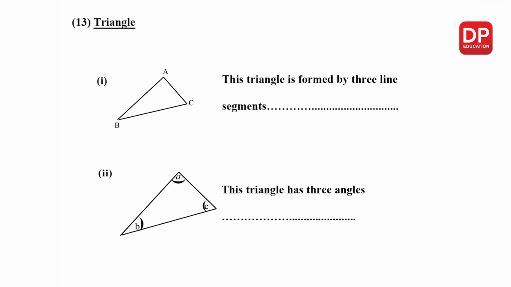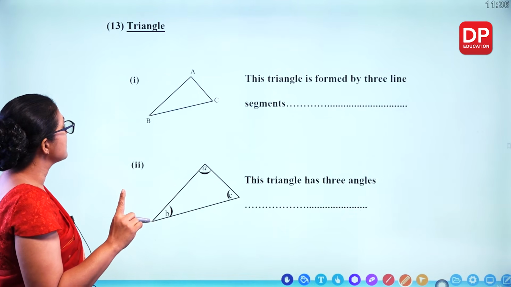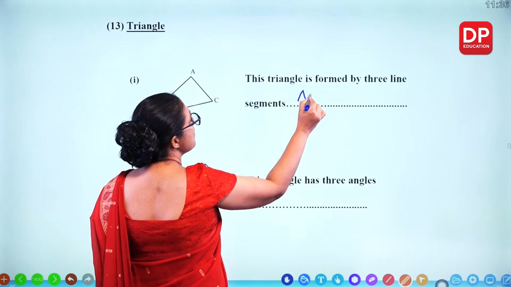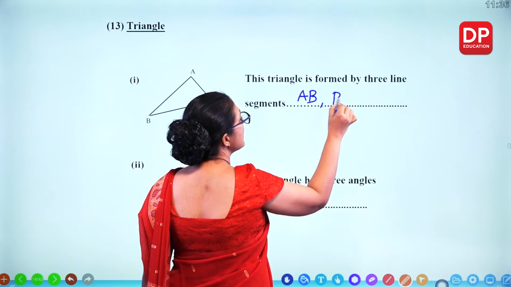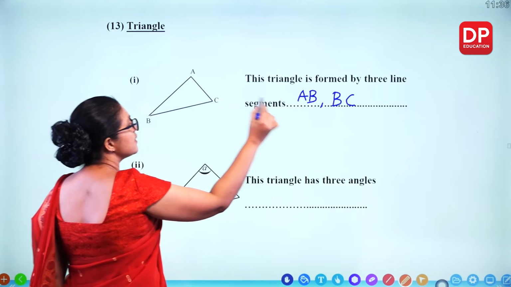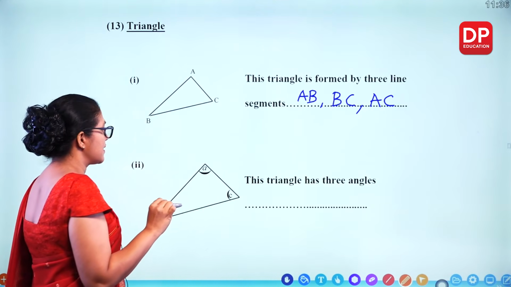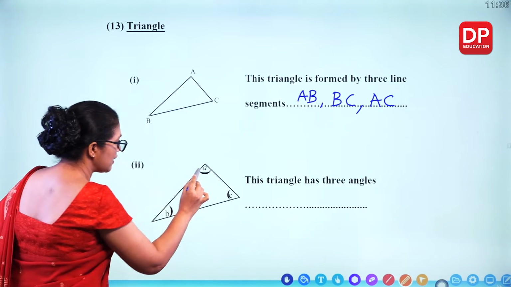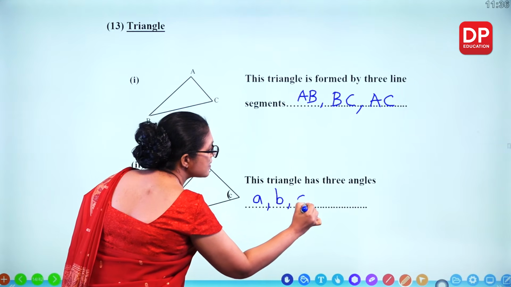This triangle is formed by 3 line segments. What are the line segments? We can label them AB, BC and AC. Those are the 3 sides. This triangle has 3 angles. What are the angles? A, B and C.